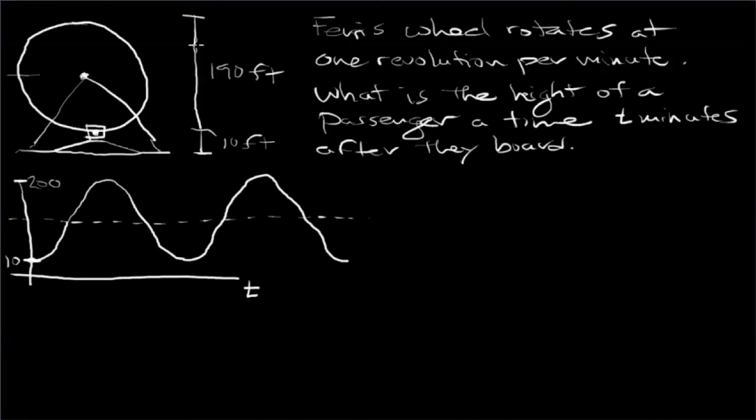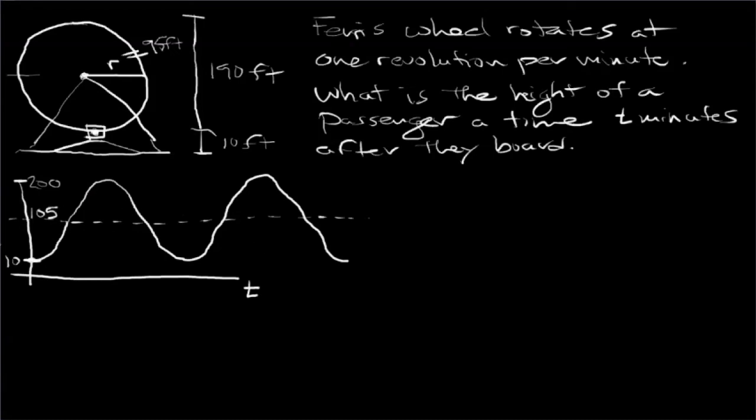And to find that, I need to know the radius of this. So I'm going to calculate the radius, and the radius would be half of 190. So in this case, the radius is going to be equal to 95. And that tells me that I go up 10 feet to get to here, and I go up another 95 feet to get to here. 10 plus 95, that means I'm at 105.